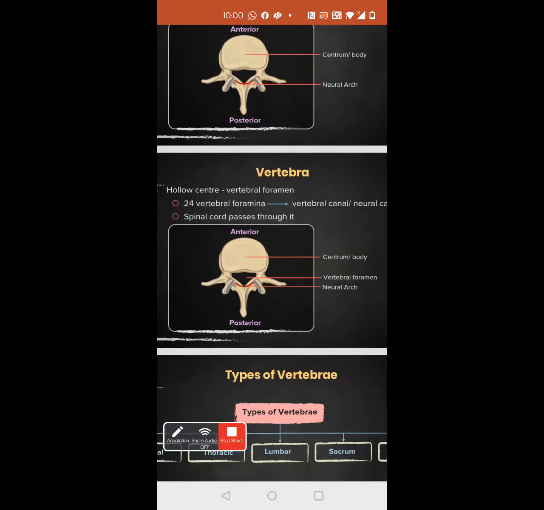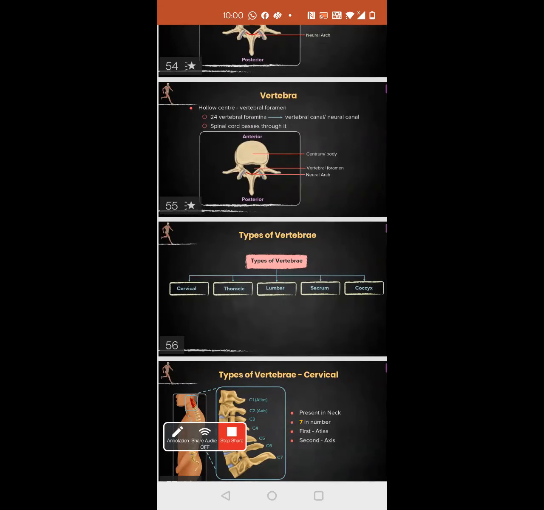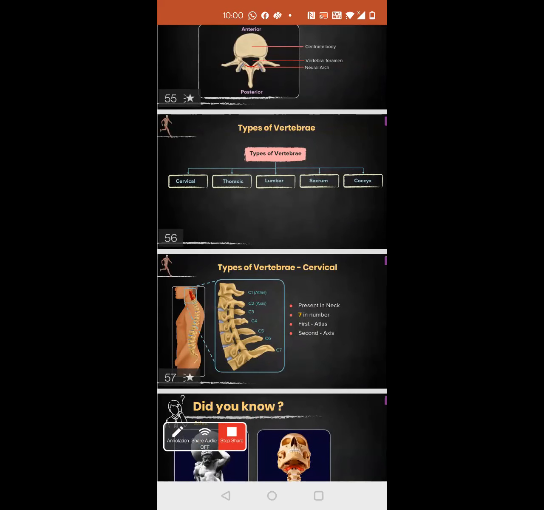Now, coming back to the different types of vertebrae. Based on the location, starting from the cervix, then followed by it is thorax. Then near your abdomen region is lumbar. A little lower than your abdomen region is sacrum. And towards the end of your vertebral column is your coccyx. So how many bones are there in each region is what we are going to see.